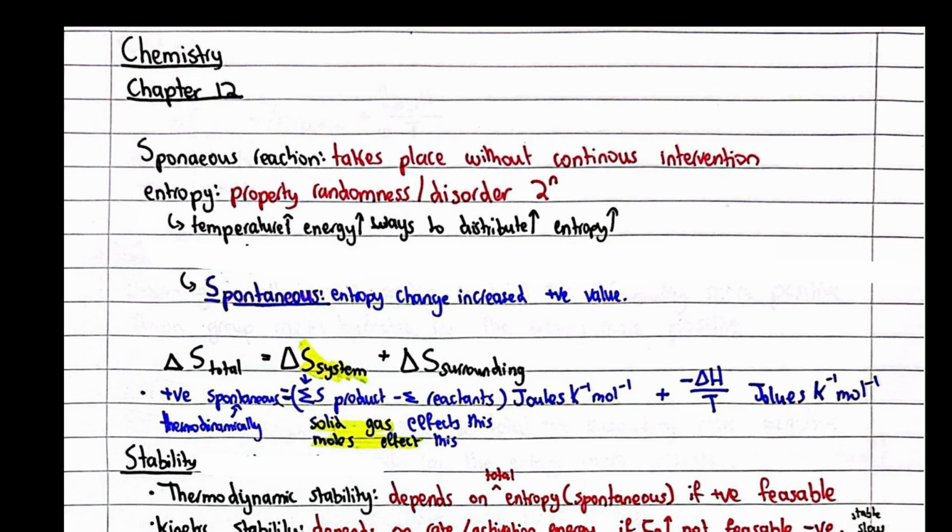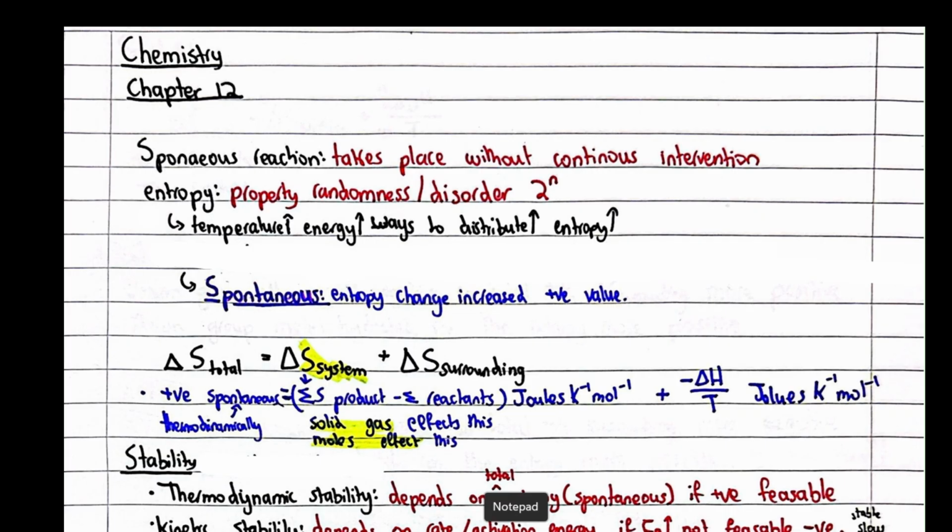Moles. So if you have 5 moles in the reactants that became 12, that's more moles, so it's more disordered, so there'll be an increase in entropy, so the delta S system will be positive. The unit for that is joules per kelvin per mole.